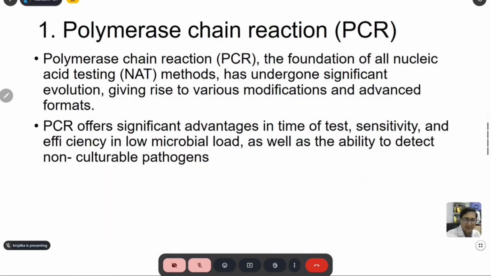So PCR is basically the foundation, and it offers the advantage that, as compared to culture and traditional methods, it is quicker, more sensitive, efficient, and better.